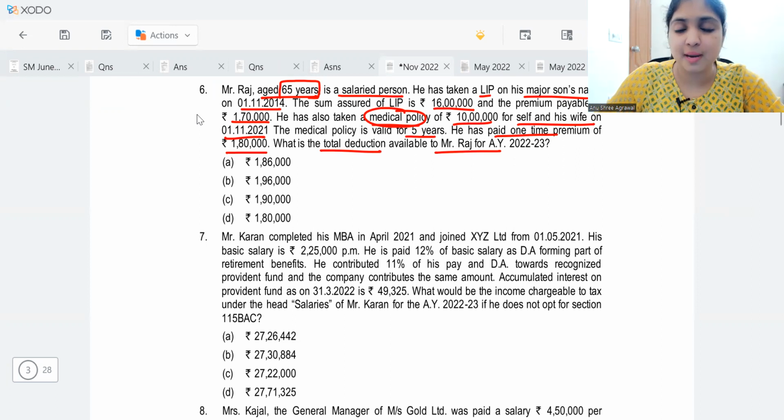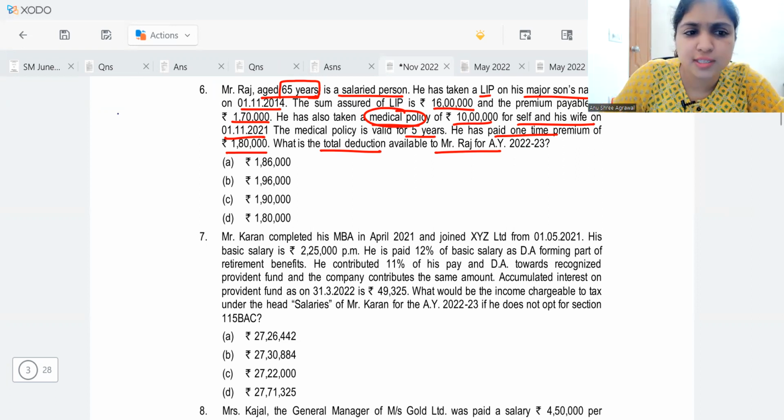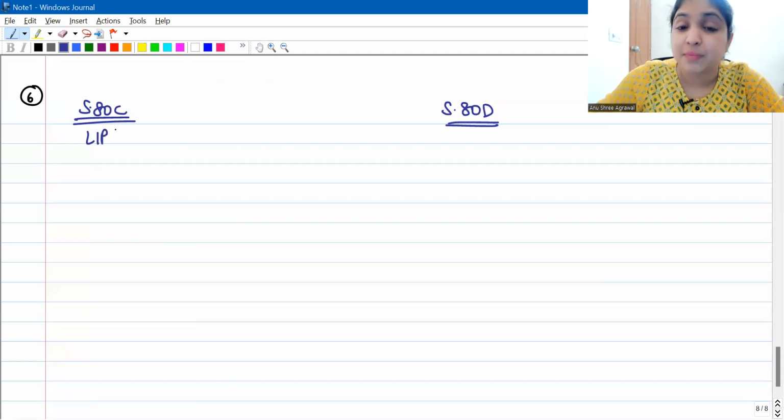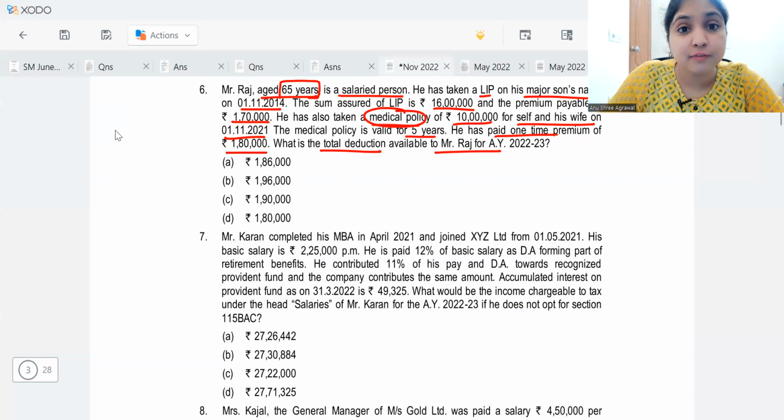All right. Point number one. Point number two, he has taken a life insurance policy. Life insurance policy comes to section 80C. Now, under section 80C, you can take a life insurance policy for yourself, spouse, or children, right?